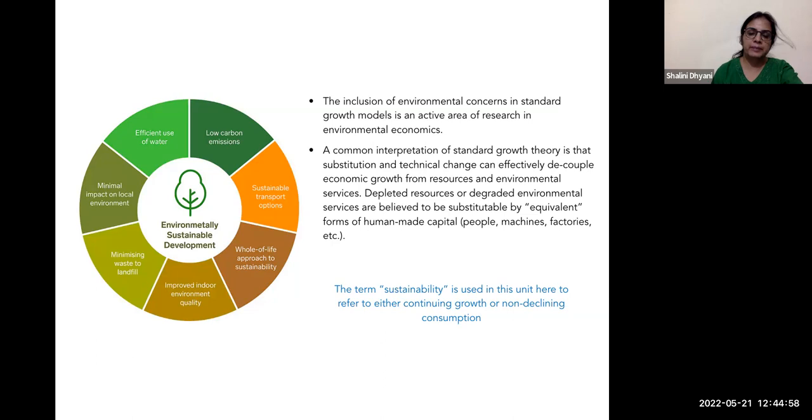evidence-based decision making. A very common perception of this standard growth is that substitution and technological change can effectively decouple economic growth from the environment. But at the same time, this is not the real picture. This is not the reality. You cannot actually substitute our degraded environmental services with an equivalent form of human-made capital: people, machines, factories.